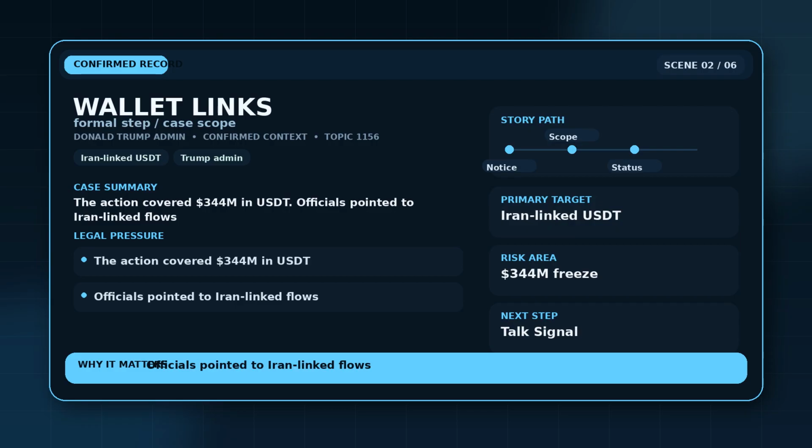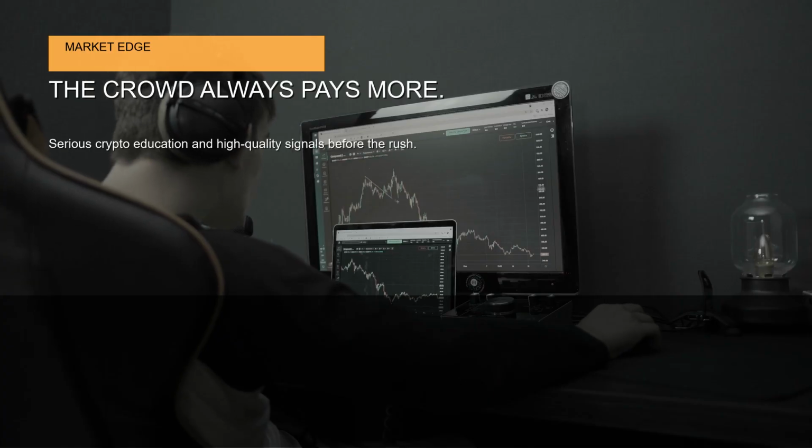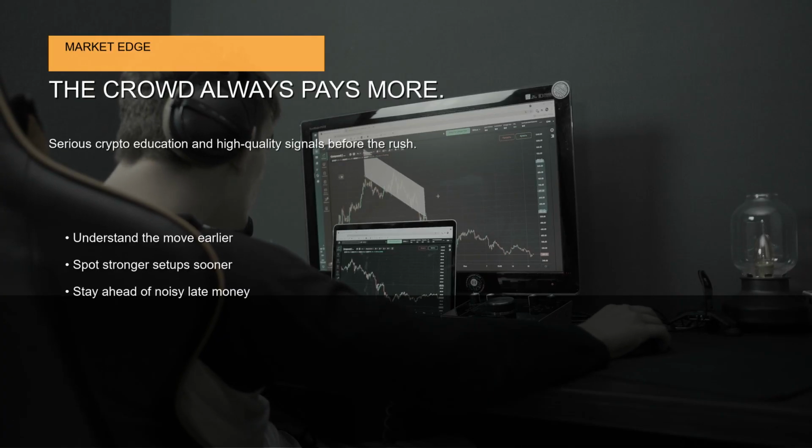The number to keep visible is $344 million freeze. It anchors the scale and prevents the scene from drifting into vague sentiment. The action covered $344 million in USDT is the confirmed frame, while officials pointed to Iran-linked flows sets the practical boundary. If later claims appear, they should be compared back to this frame rather than accepted because the story sounds urgent.